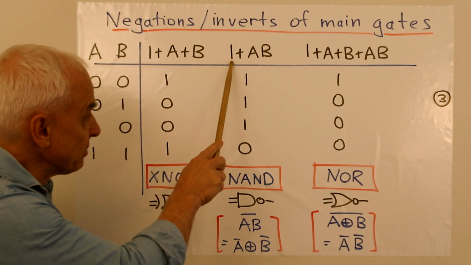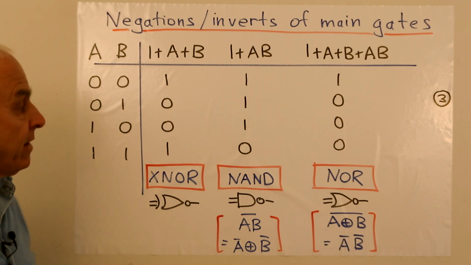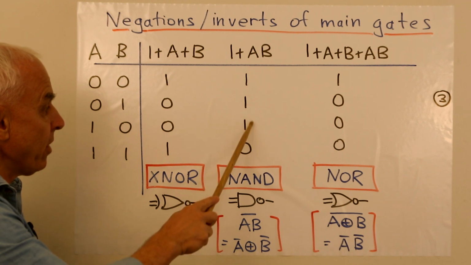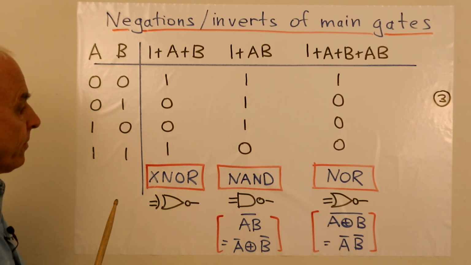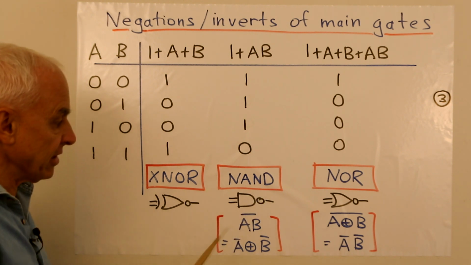Here is the negation of the AND gate, which is a NAND gate. Okay, and it's obtained just by adding 1 to the AB, representing the AND. So 1 plus AB has values 1, 1, 1, 0. Represented by this thing here. It's an AND gate with a negation little circle after it.